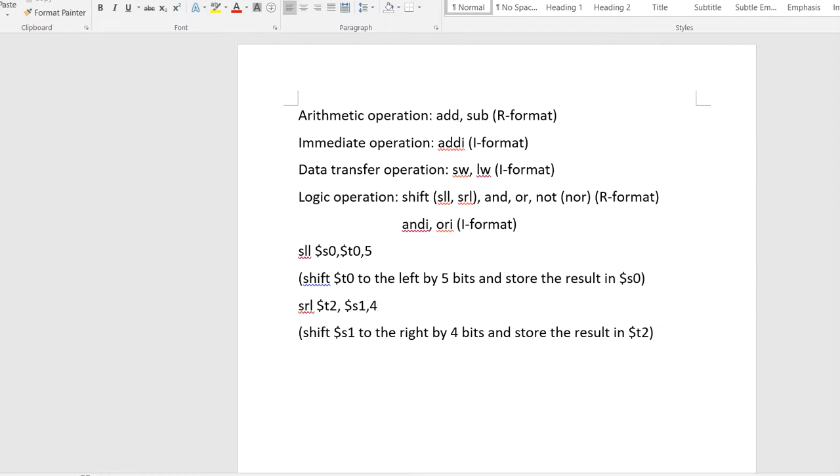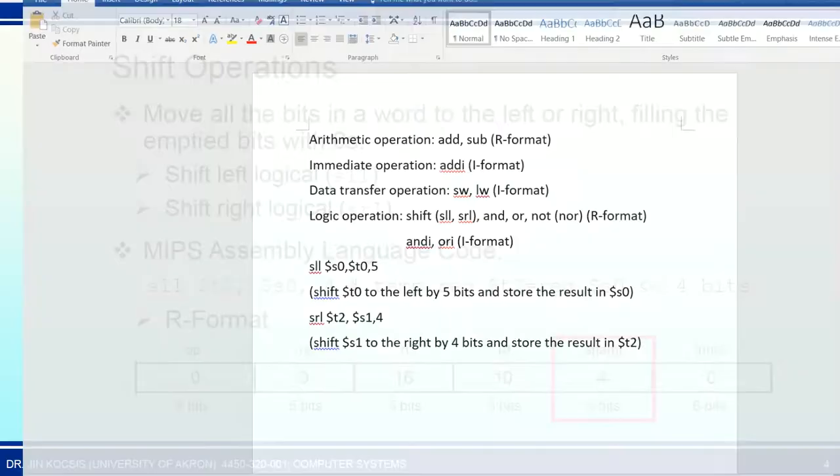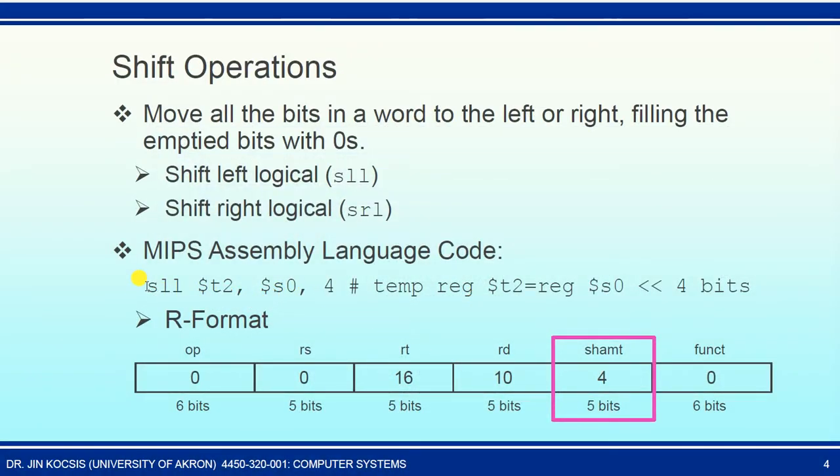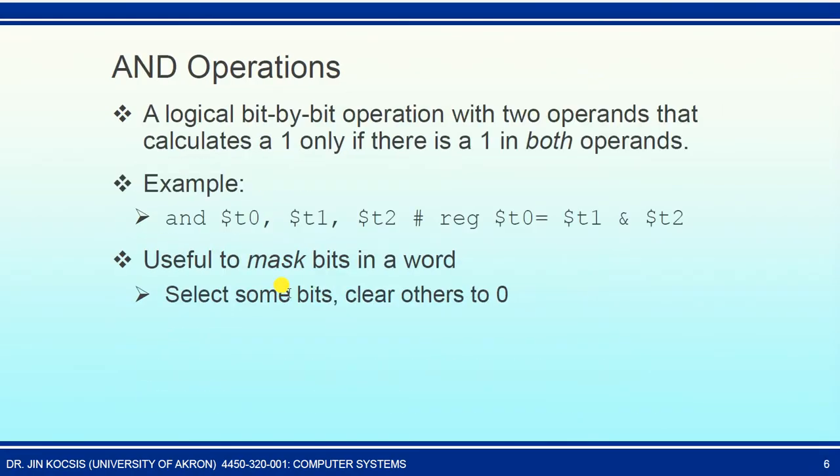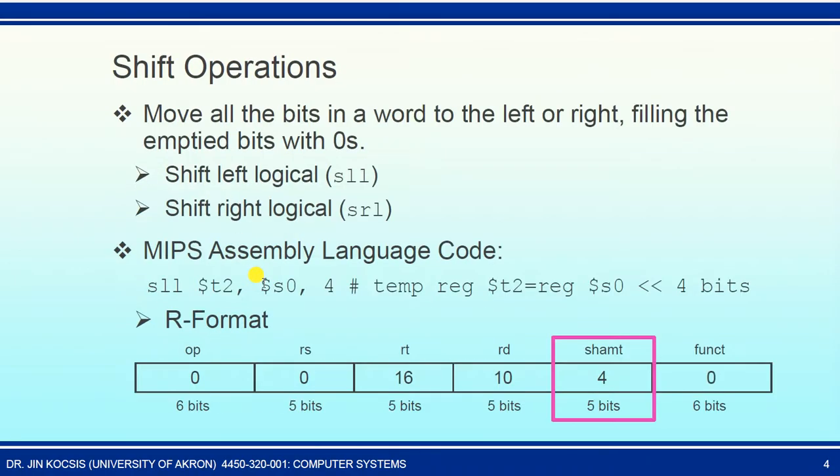Okay, so first I want you to compare with here. You can see this is what we just said about how to represent the shift left logic, right? Shift the value in S0 to the left by 4 bits and then use that to update T2. That is this example. I didn't list the shift right logic, but it's the same.